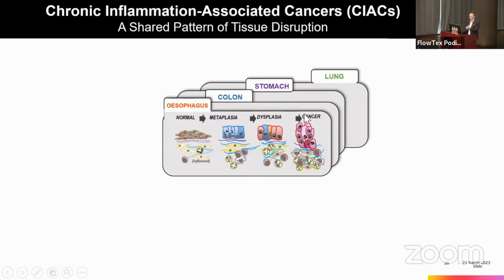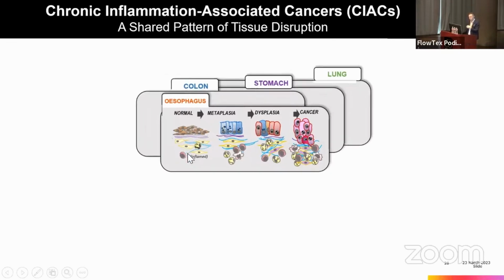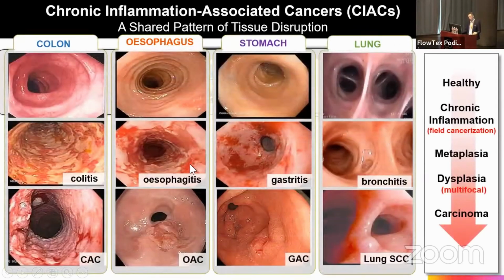All share this pattern of chronic inflammation that induces a change of state to the epithelial cells, which go from normal to metaplasia, dysplasia, and then finally to an aggressive cancer. And they all share this pattern where they have this chronic inflammation and it eventually leads to cancer. We think of it as studying one shared pattern of disease, even though they're separate cancers.